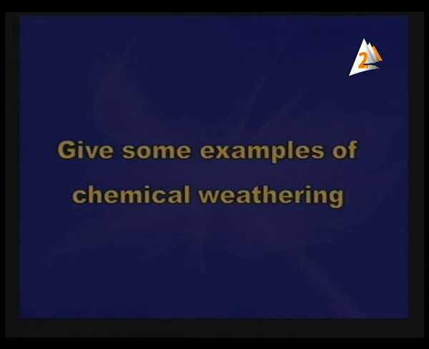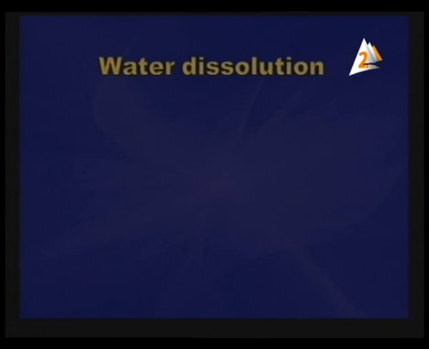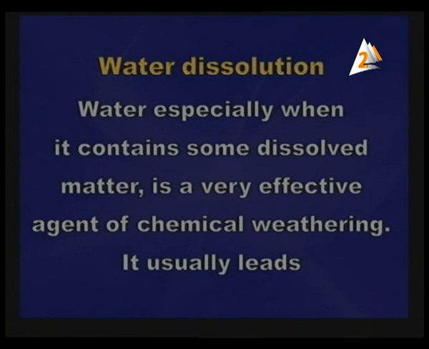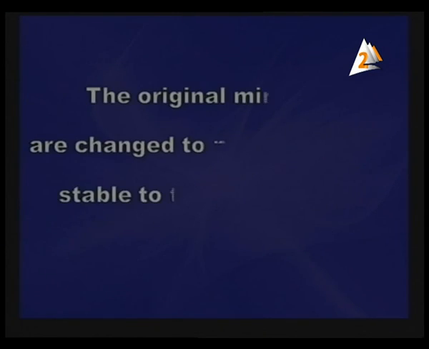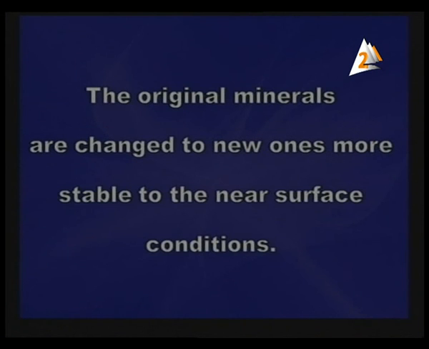Give some examples of chemical weathering. We have the following examples, like water dissolution. Water, especially when it contains some dissolved matter, is a very effective agent of chemical weathering. It usually leads to decomposition of the original mineral and decaying of rocks by changing the mineral composition. The original minerals are changed to new ones, more stable to the near-surface conditions.